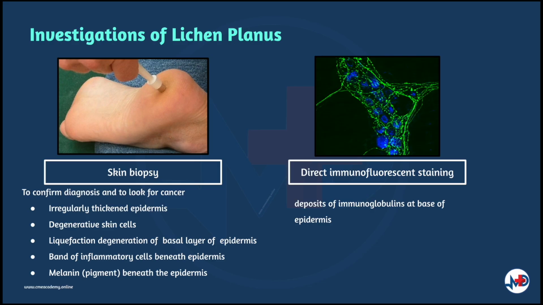Skin biopsy is essential to confirm diagnosis and to look for presence of cancer. The typical features seen on skin biopsy are irregular thickened epidermis, degenerative skin cells, and liquefaction degeneration of the basal layer of the epidermis. Other features include a band of inflammatory cells and melanin just beneath the epidermis. Direct immunofluorescence staining will show deposits of immunoglobulins at the base of the epidermis.